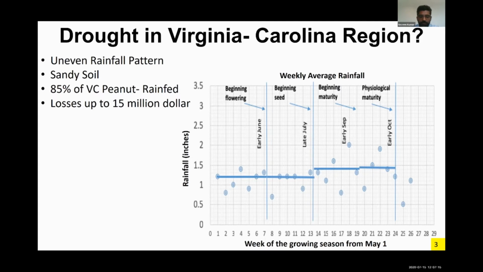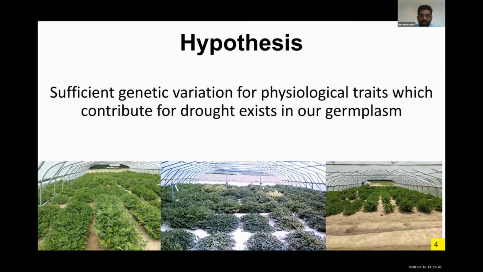And one of the reports shown by Dr. Balota shows that drought caused an economic loss of $50 million to the peanut farmers in this region. So by considering all these factors, the most appropriate solution to mitigate drought is to develop drought-tolerant cultivars. And to achieve this broad objective, we have hypothesized that sufficient genetic variation for different physiological traits which contribute to drought exists in our germplasm.